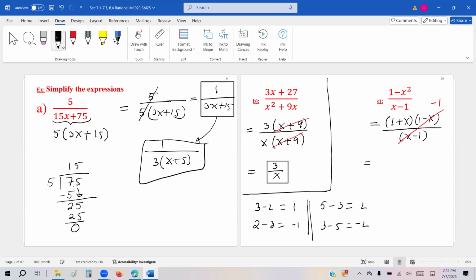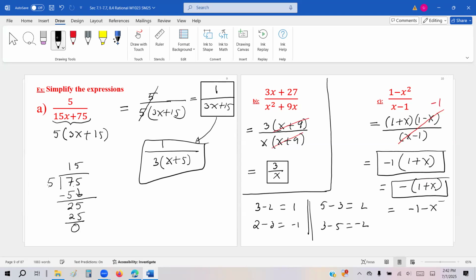In other words, we have negative 1 times 1 plus x, or negative 1 plus x, or you can distribute the negative: negative 1 minus x. Any of the three answers are correct. The main idea here is cancellation. As long as you have the same two terms, you can cancel them with a negative 1.